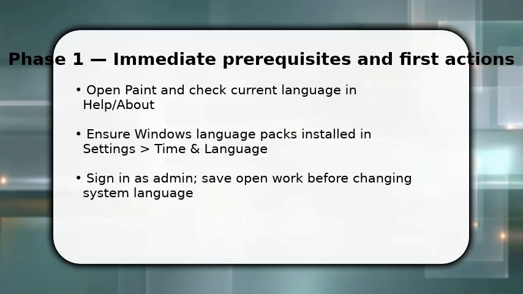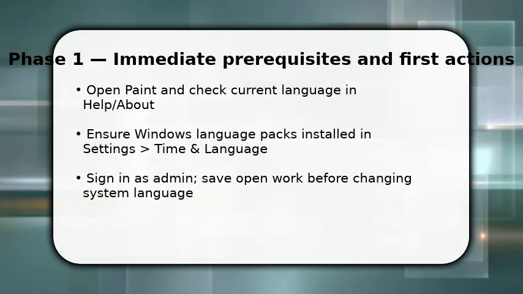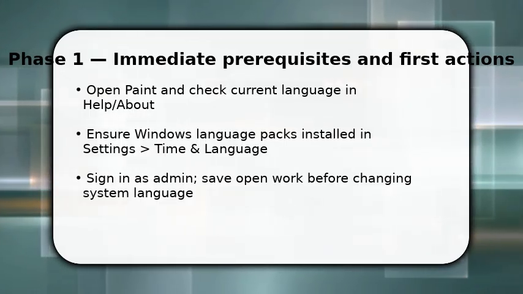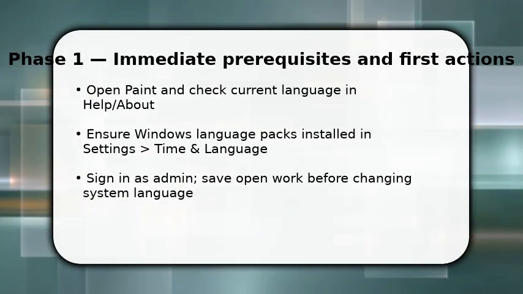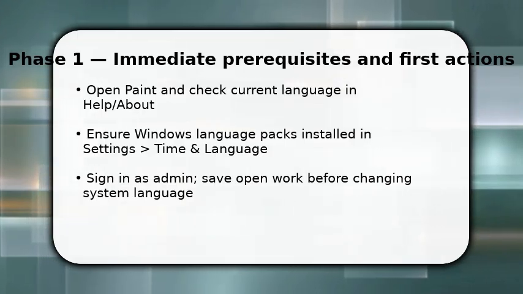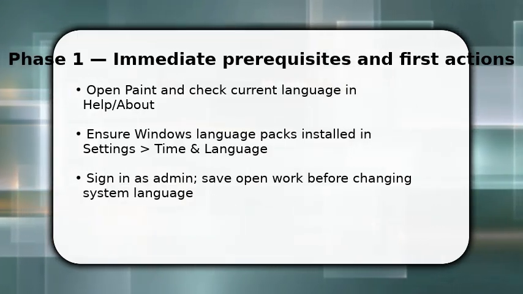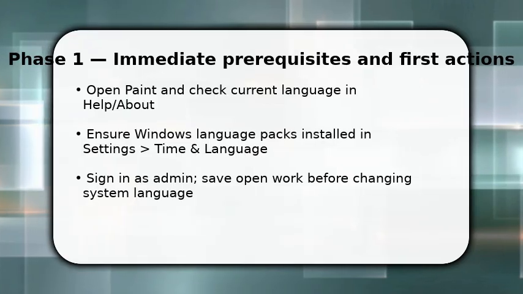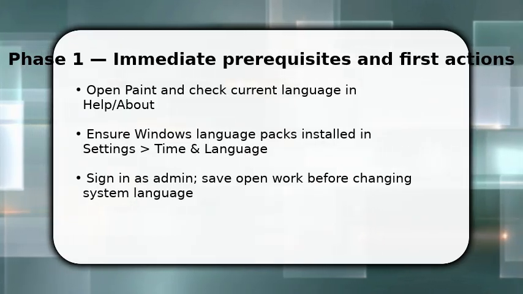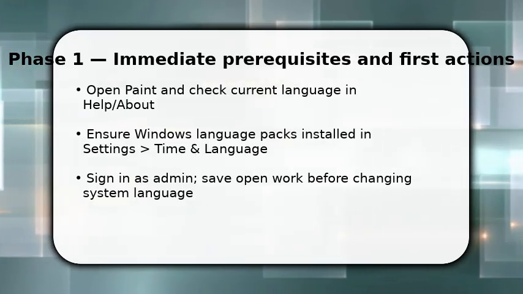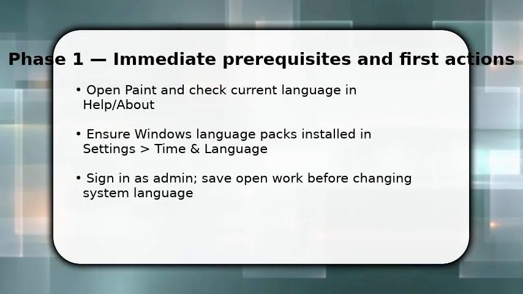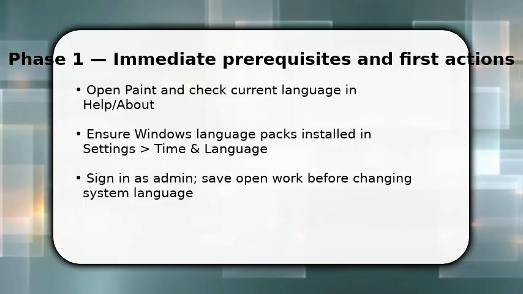You start by confirming Paint's current language, and that Windows has the right language pack installed. This avoids surprises. Open Paint, then open Settings, Time and Language to verify the desired language is listed and installed. If it isn't, add it now and choose Install Language Pack. Make sure to include text-to-speech and speech if offered.